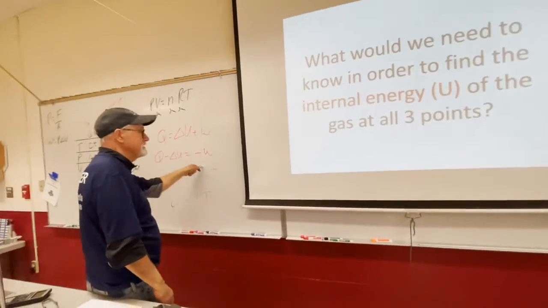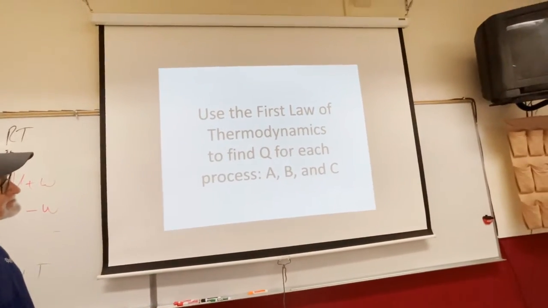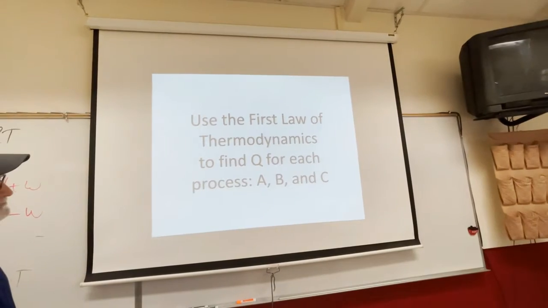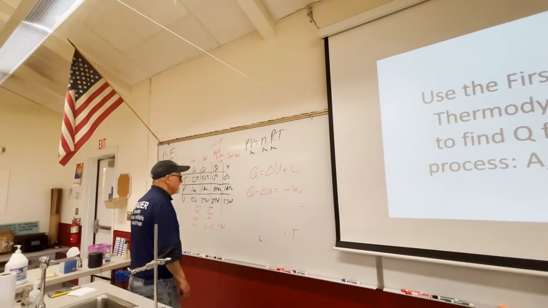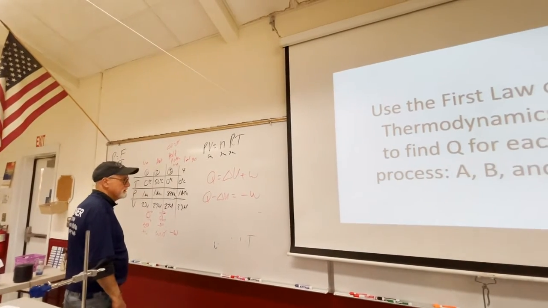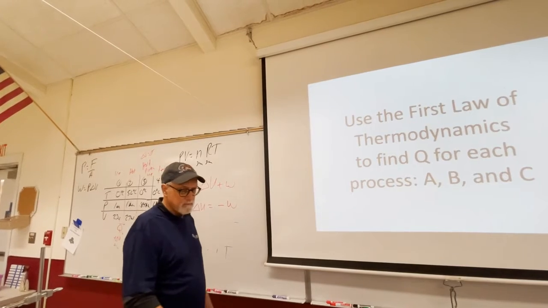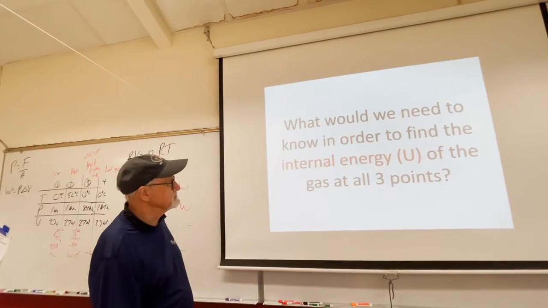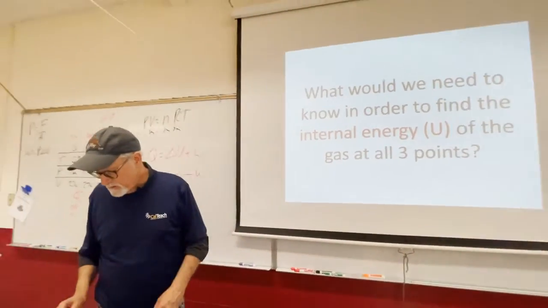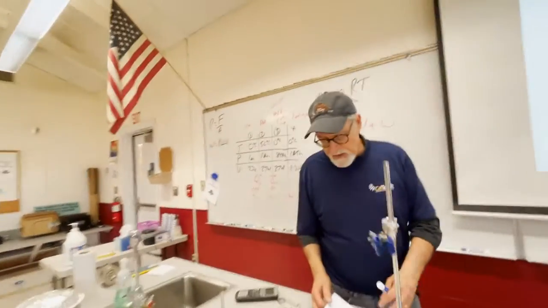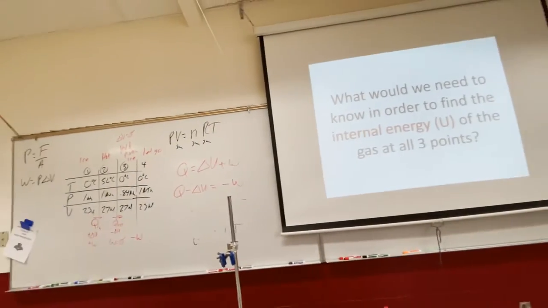You'd know the heat flow, and you'd even know the work. So there's something missing here. Use the first law of thermodynamics to find Q for each process. So this question needs to be answered here. What would he need to know in order to find the internal energy at each of the 3 points? So we need to calculate the work for each of the 3 points, and then we need to figure out.